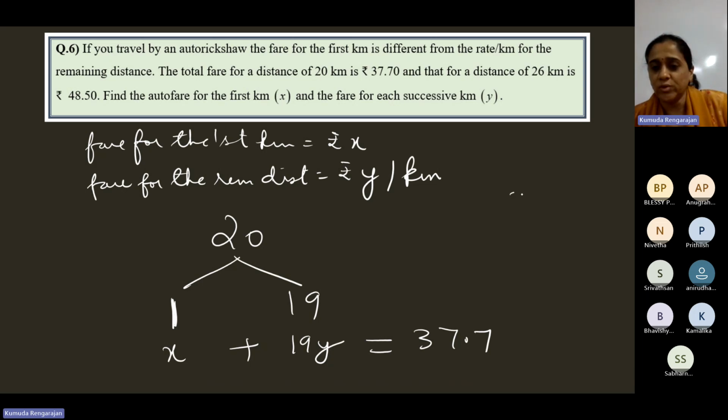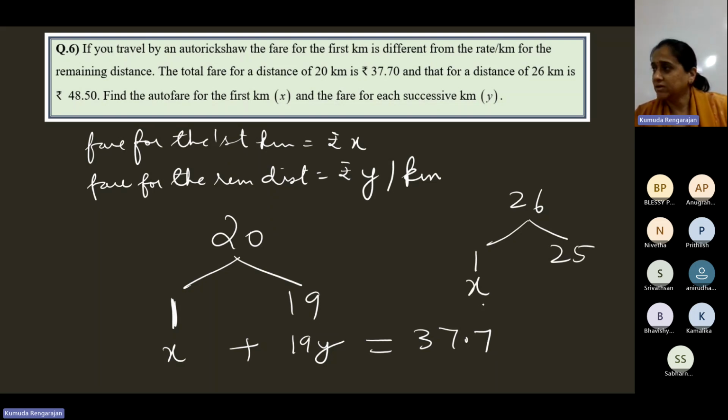The second situation, 26 kilometers. That is broken down into 1 kilometer and 25 kilometers. X rupees and 25Y. X plus 25Y, because you have to pay him both. You cannot give him X and run away. You have to give him X and 25Y together. So how much is that? X plus 25Y is equal to 48.5. These are the two equations.